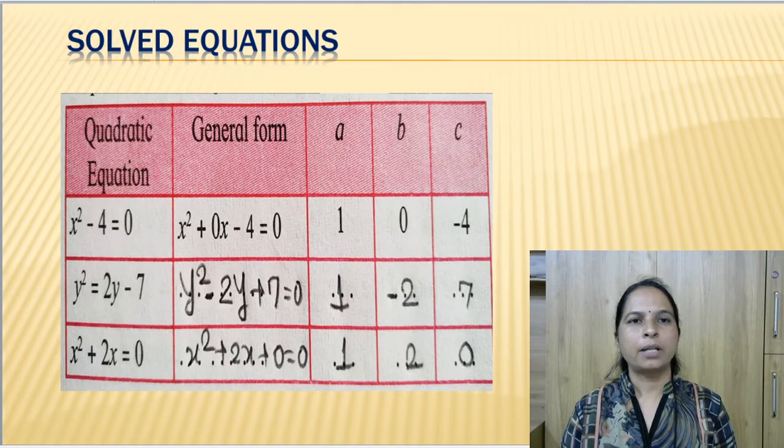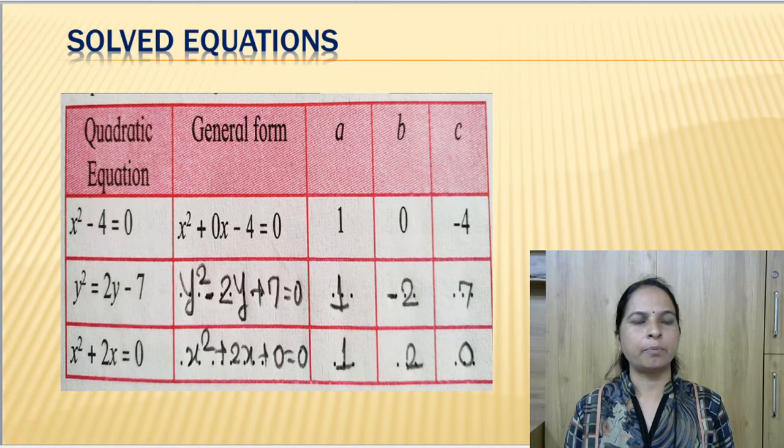x square minus 4 is equal to 0. In this equation, the second term bx is not there. As we compare this equation with the standard equation ax square plus bx plus c, the second term is not there, so we add 0x here. x square plus 0x minus 4 is equal to 0, and when we compare it with the standard equation, we get the values of a, b, c, that is 1, 0 and minus 4.